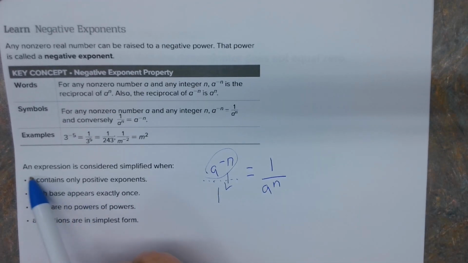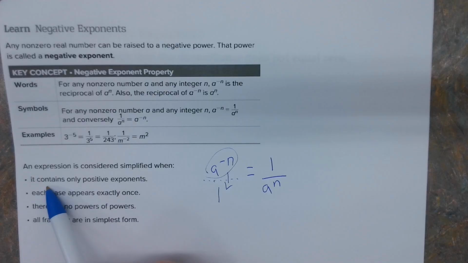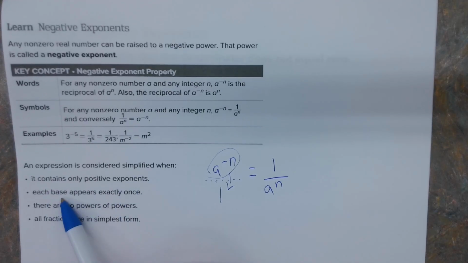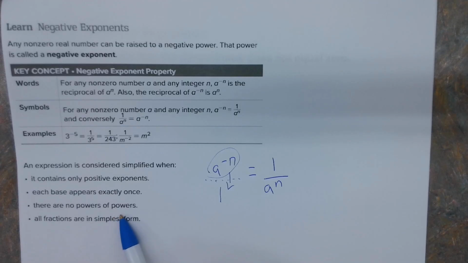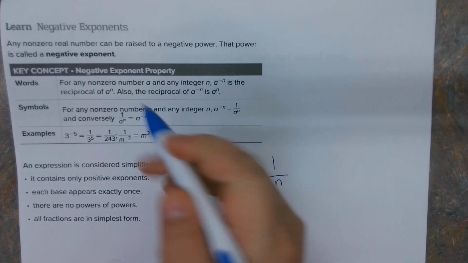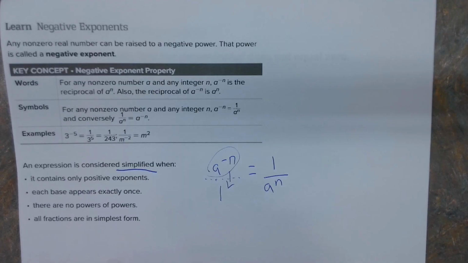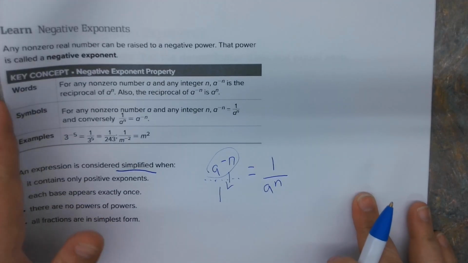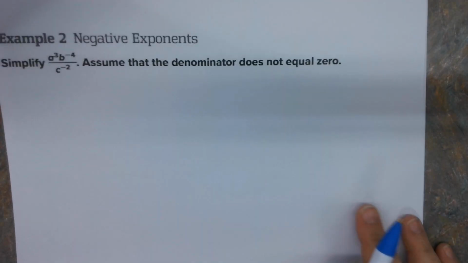Okay? An expression is considered simplified when it contains only positive exponents. Each base appears exactly once. There's no powers of powers, and all fractions are in simplest form. Those are the things you've got to make sure of to make it completely simplified, and that's the only answer that is going to be a true answer. Okay? So, example 2.